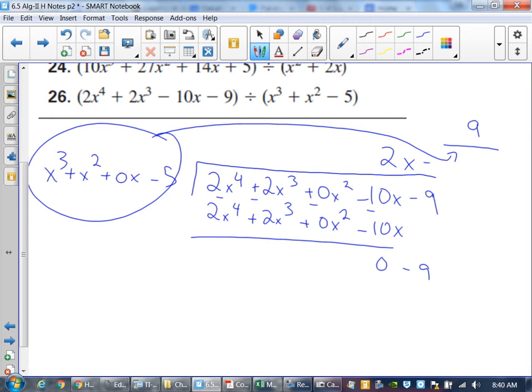Oh, wait, the remainder is over the dividend? Yes. Because, think about it, remember the example we had the other day, when we were dividing by 12? It was like 8 over 12. That's how that works. It works the exact same way.